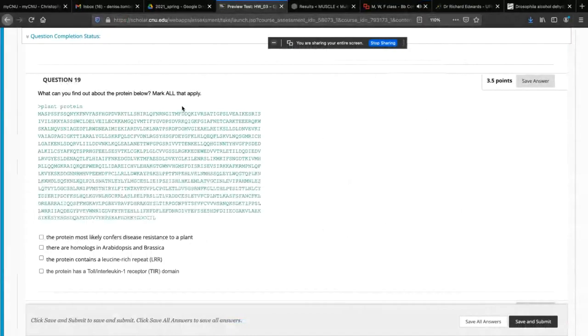So for question 19, what can you find out about this sequence? And right now we don't know. You think it's a protein sequence, but I could be lying, because I can write whatever I want in the description here. I could have written Dr. T, and the sequence is not mine at all. So how do you find out what this does?